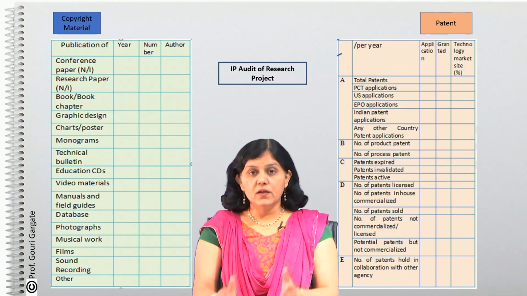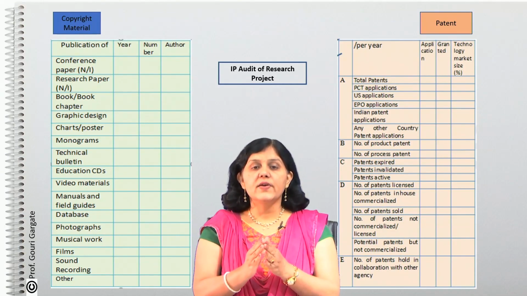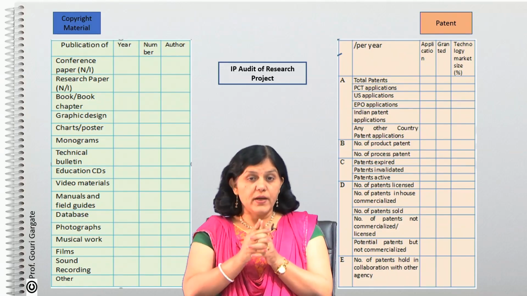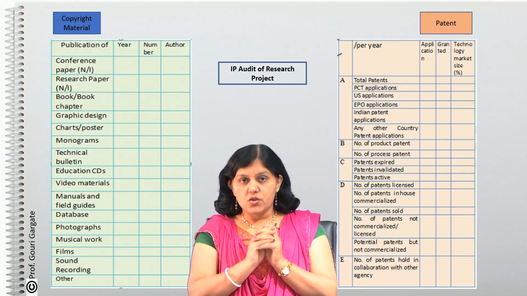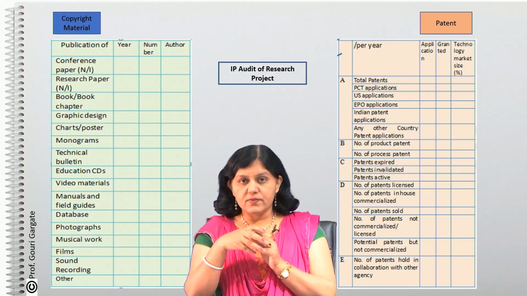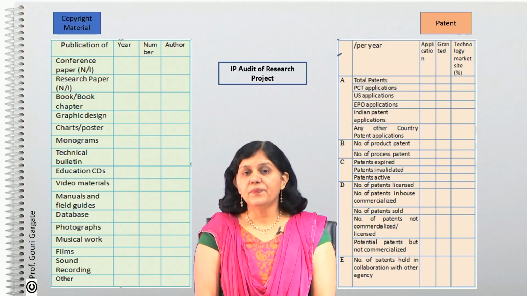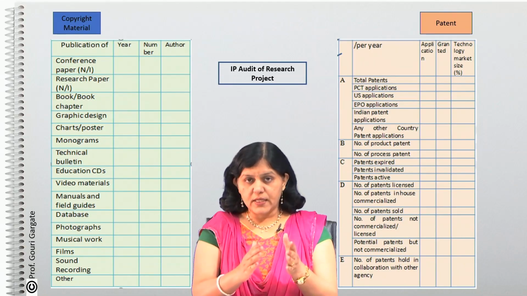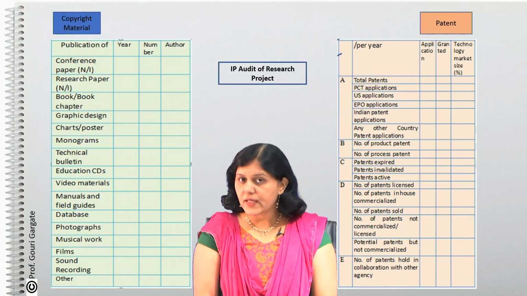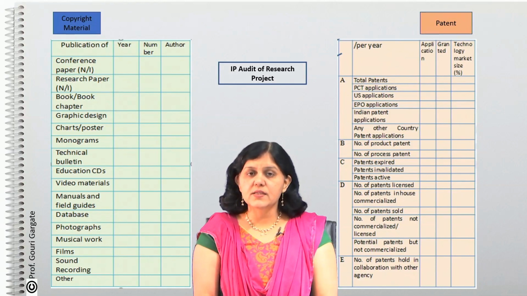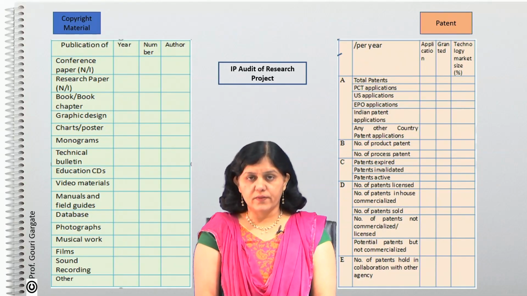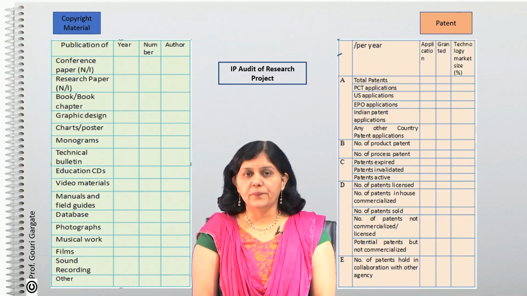For a patent, you have to give a maintenance fee. So, every year you have to give the maintenance fee. Unless you give the maintenance fee, your patent will not be active. So, that is what an active patent is. If you do not give that maintenance fee, your patent will not be active.